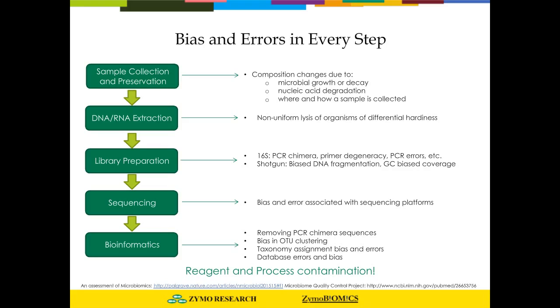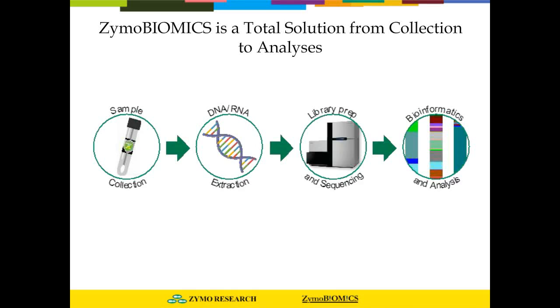Library preparation, you can have bias or error due to PCR chimera, primer degeneracy, or biased DNA fragmentation. Of course, sequencing platforms can potentially have bias. And then in the bioinformatics pipeline itself, you can have error in taxonomy assignment or database errors, etc. But then in addition to this, you actually have the potential for reagent and process contamination. So depending on the particular samples you're working with, this can be a much bigger issue, especially if you have low biomass. So you can see there's challenges throughout the entire pipeline that everything needs to be dealt with, and you need good standards to evaluate this.